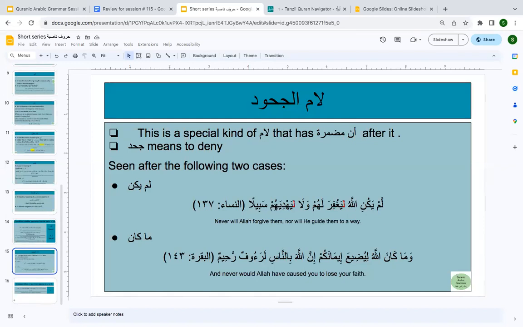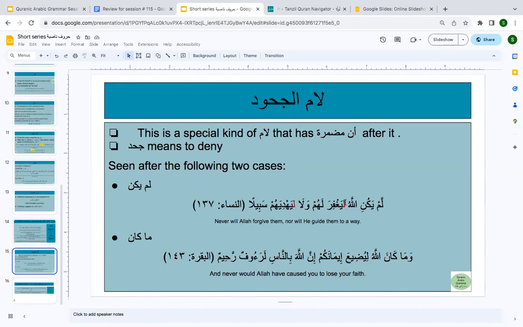And I think I briefly went over this verse in the last session as well. So here again, you don't see a reasoning. Is this lam giving you the reasoning? Never will Allah forgive them, nor will He guide them to a way. Do you see any reasoning with this lam here? Is it giving you any reasoning? Yes or no? I want answers from everyone. I want everyone to be in the class focusing on the verse.